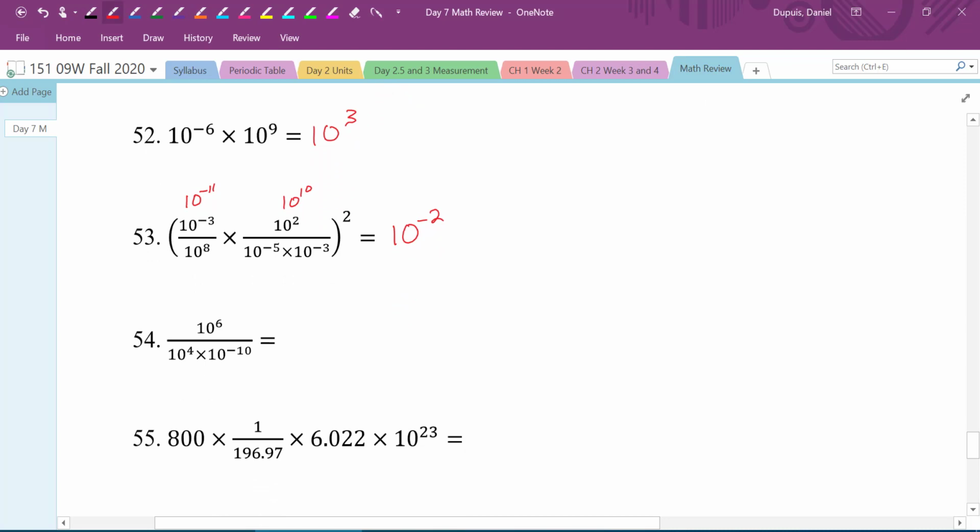54, 10 to the 4th, 10 to the negative 10th. That's 10 to the negative 6. And that comes up, 10 to the positive 6, and 10 to the positive 6 would be 10 to the 12th.